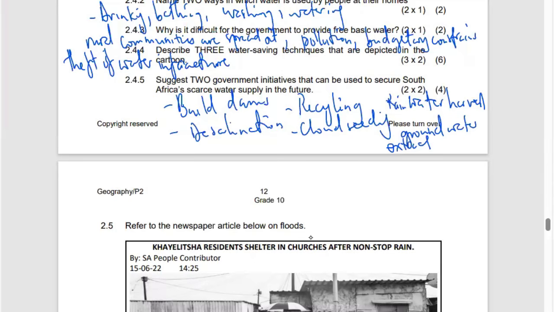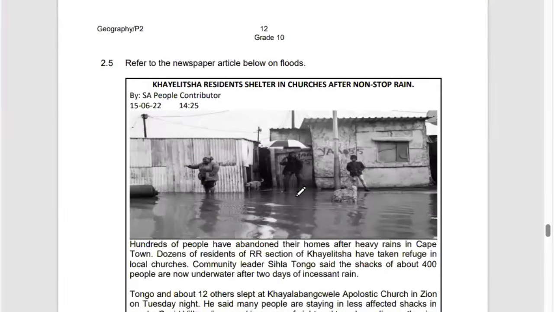For example, boreholes, we can also try to engage such methods of getting water so that we are assured of water supply in the future. Right, those are some of the measures that you can look at.